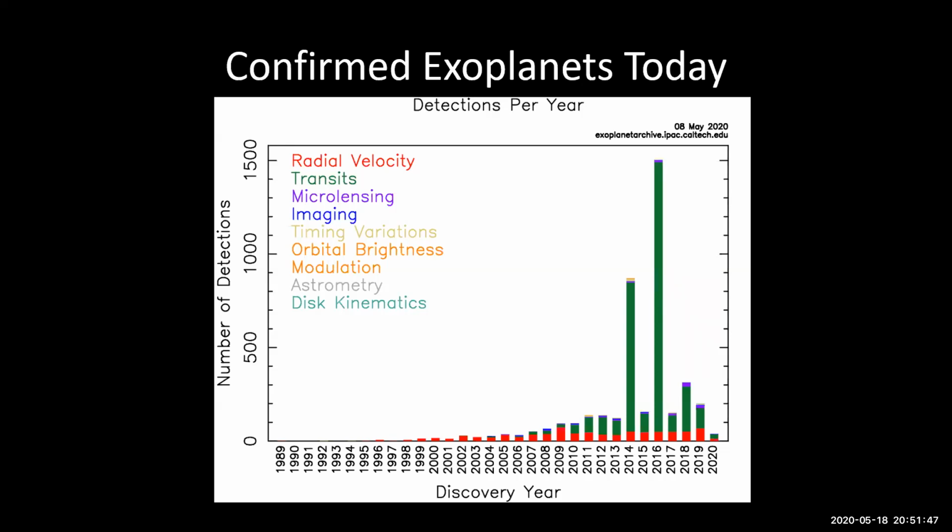TESS is the new satellite that's working on making new transit detections, but basically we've just got to wait on the spacecraft in order to continue making these detections and continue finding extrasolar planets in the future. Without future missions, we just won't be making these same sorts of detections anymore.